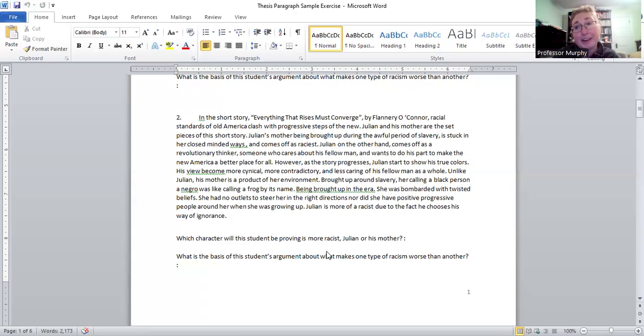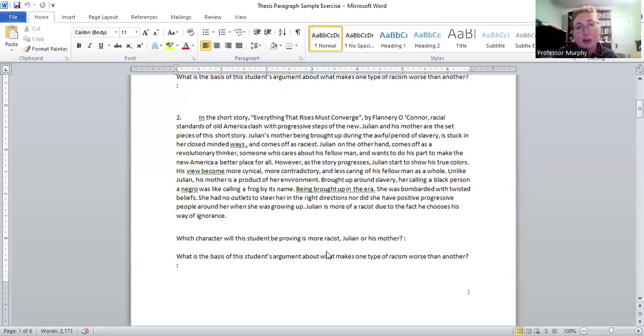Okay, so that's a long paragraph, and most of that's useless. I don't need most of that. Like 90%. We can cut out everything in this paragraph except for Julian is more of a racist due to the fact he chooses his way of ignorance. That's useful to me. That's actually the functional start of a good argument.